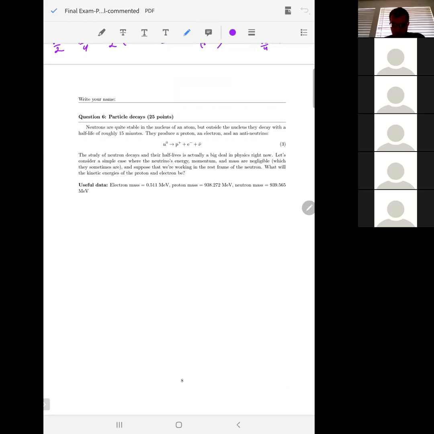We've got a neutron decaying into a proton, electron, neutrino. Let's consider the case where the neutrino's energy, momentum, and mass are negligible. And sometimes that's the case. Then we could ask, what are the kinetic energies of the proton and electron? All right. So if we assume that P nu bar equals 0 and E nu bar equals 0, then we just have that the mass of the neutron is equal to the energy, because initially this neutron was standing still. And that's got to be equal to the energy of the proton plus the energy of the electron. And the momentum of the neutrino was 0, which is going to be equal to the momentum of the proton plus the momentum of the electron.